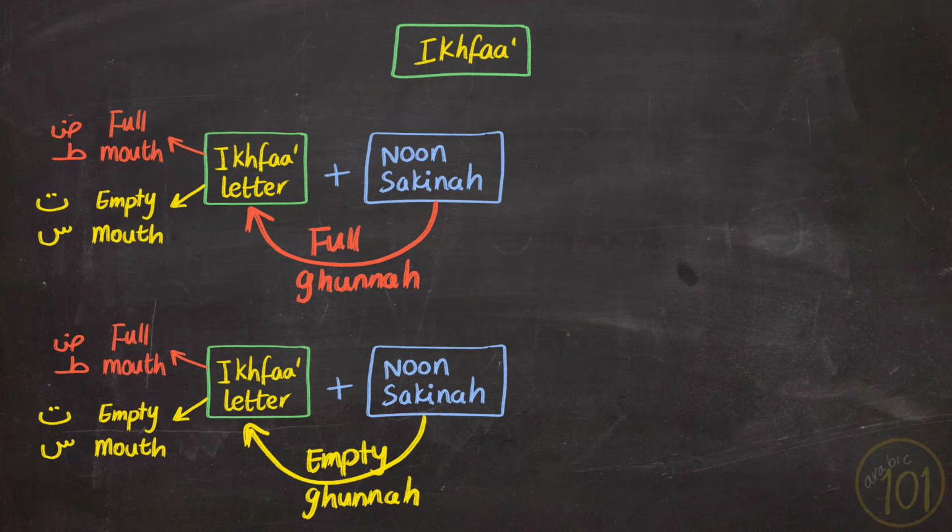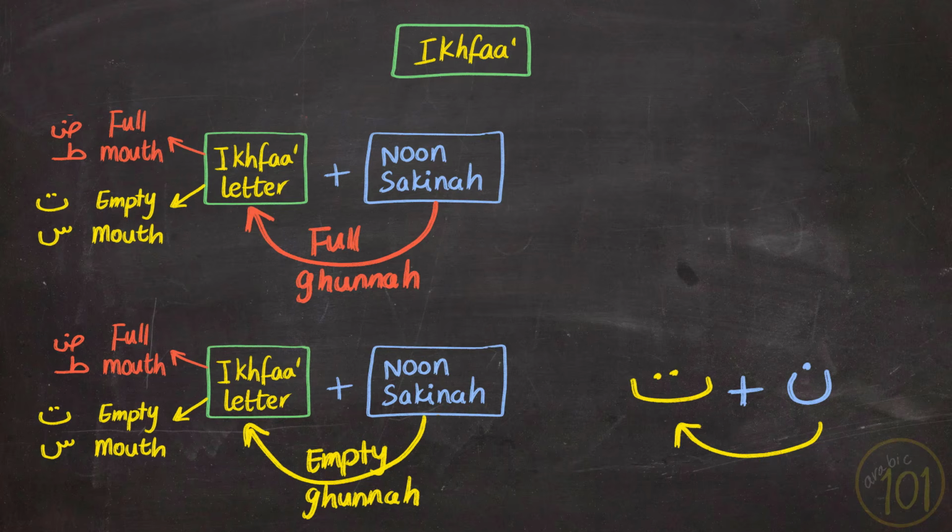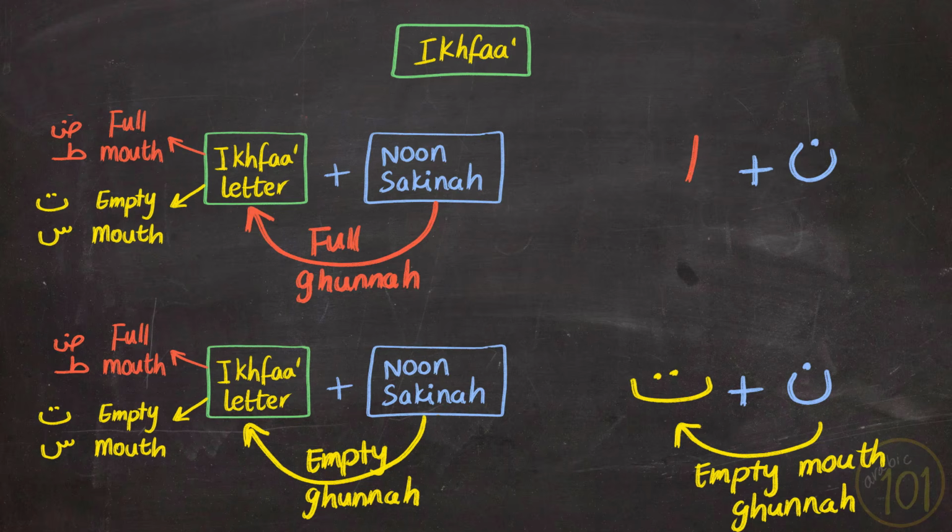So when you have nun that is followed by ta, for example, your articulators have to be shaped in preparation of pronouncing the ta. And since ta is an empty mouth letter, your ghunnah should also be empty mouth. But let's say that ta is ta or sad as an example. Then your ghunnah has to prepare for a full mouth letter, and therefore this transition or this ghunnah also has to be in full mouth.